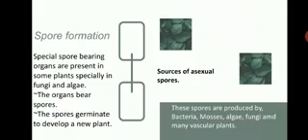The special spore-bearing organs are present in some plants, especially in fungi and algae. The organs bear spores. The spores germinate to develop a new plant. These spores are produced by bacteria, mosses, algae, fungi, and many vascular plants.